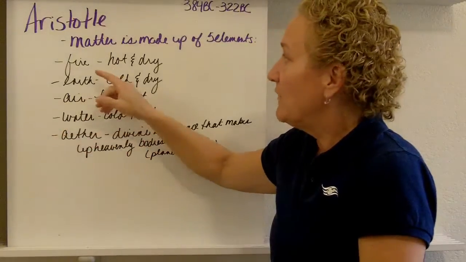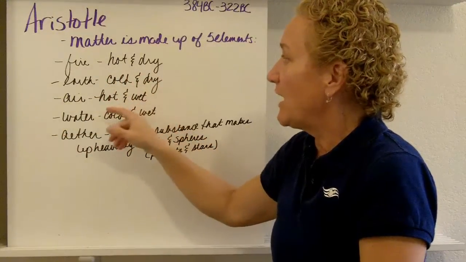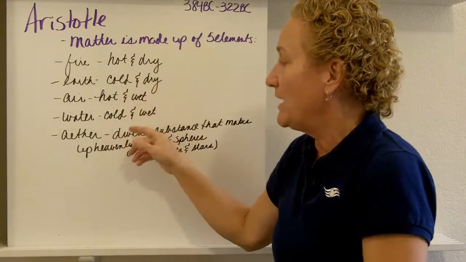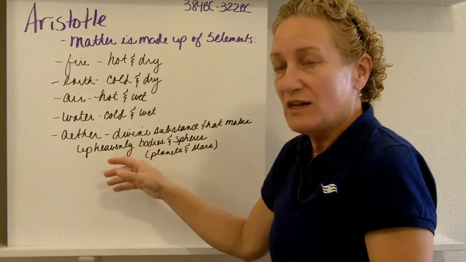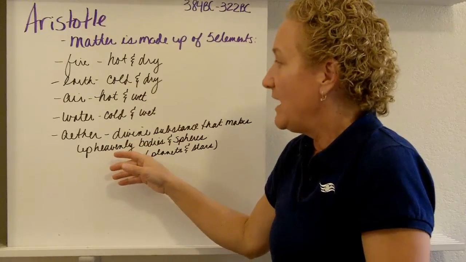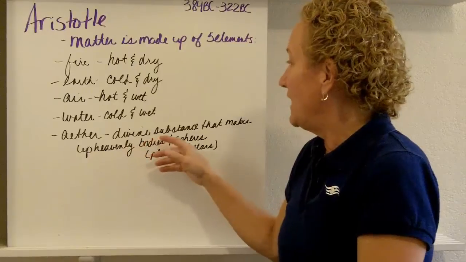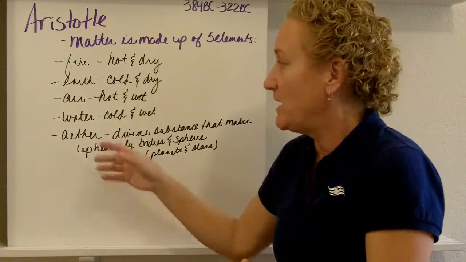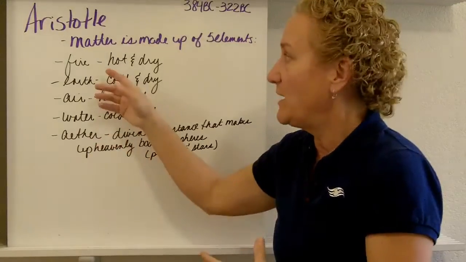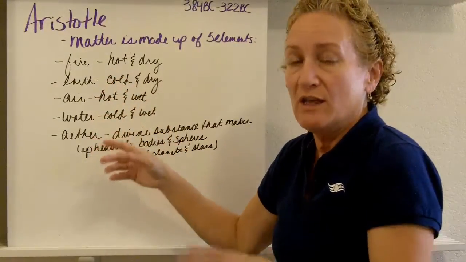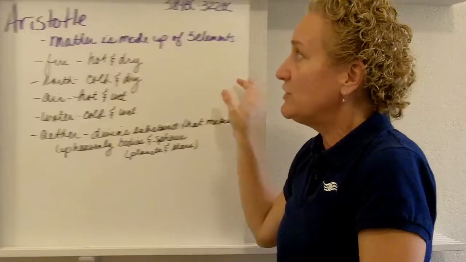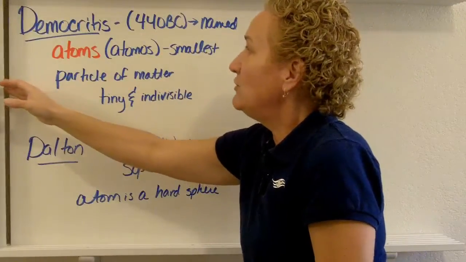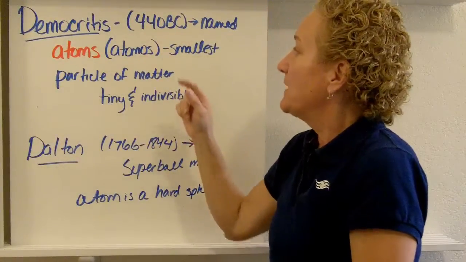Fire is hot and dry, earth is cold and dry, air is hot and wet, water is cold and wet. But then there's another one that he talked about, and it's aether, and aether is a divine substance that makes up heavenly bodies. So in other words, all the stars and planets are made up of this stuff called aether. They're not made up of fire, earth, air, or water. So that was Aristotle.